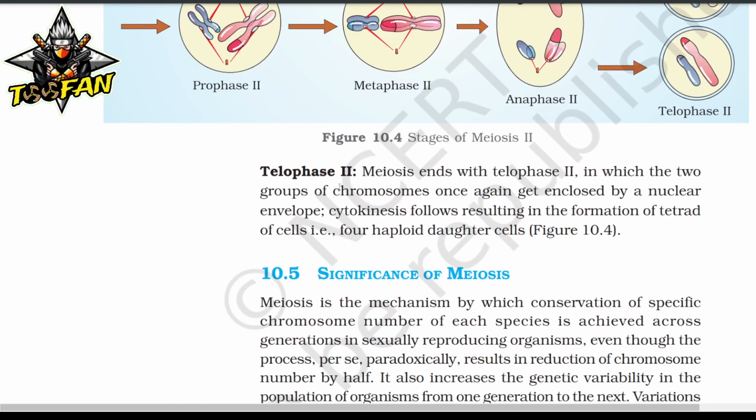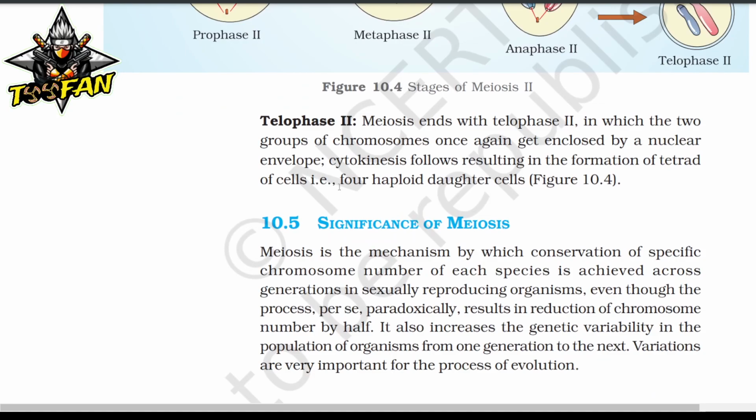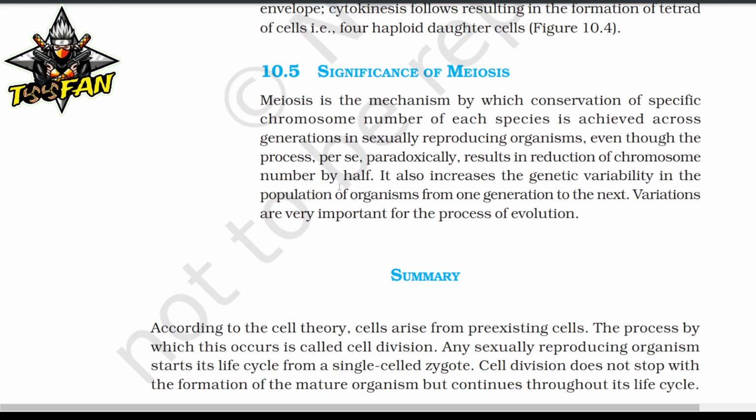Now telophase 2. Meiosis ends with telophase 2, in which the two groups of chromosomes once again get enclosed by a nuclear envelope. Cytokinesis follows, resulting in the formation of a tetrad of cells, that is 4 haploid daughter cells. Now the significance of meiosis. Meiosis is the mechanism by which conservation of a specific chromosome number of each species is achieved across the generations in sexually reproducing organisms. Even though the process paradoxically results in the reduction of chromosome number by half, it also increases the genetic variability in the population of organisms from one generation to the next. Variations are very important for the process of evolution. So that's it. Thank you so much.